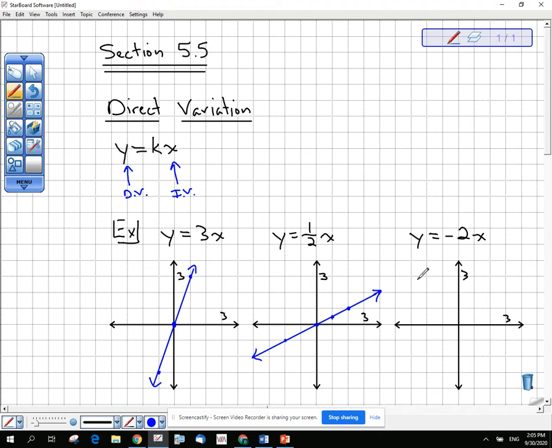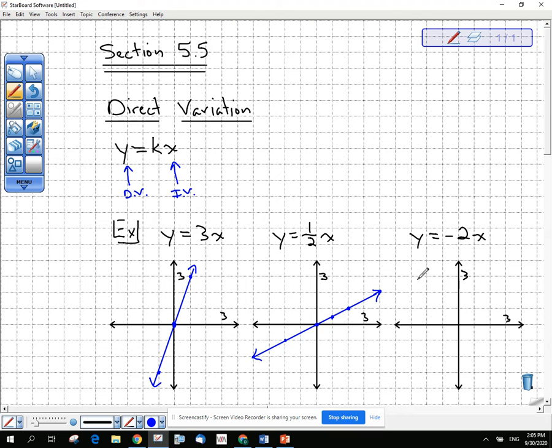Oftentimes, someone will oversimplify direct variation and say as one goes up, the other goes up. Okay, and this is to be contrasted with inverse variation, which is going to be the next video. But that's not true about direct variation. What's true about direct variation is that they are related in a constant way. Okay, so as you go from 1 to 2 to 3 to 4, the output is going up by the same value as well. Or to say that differently, they're linear.